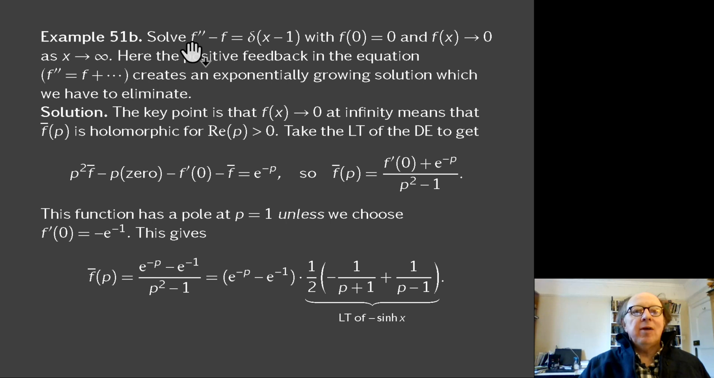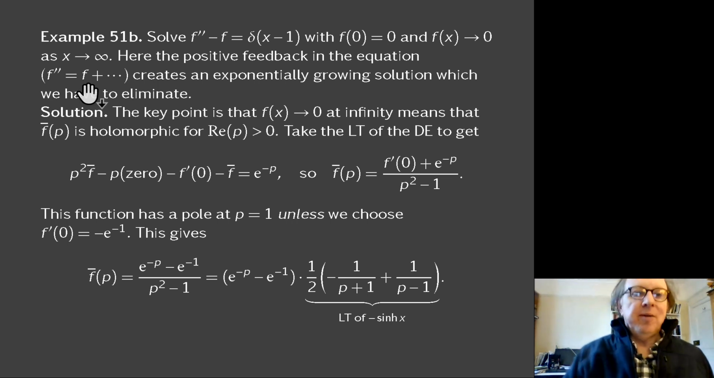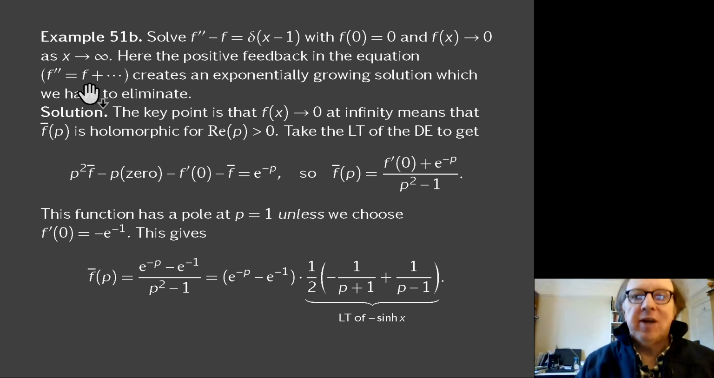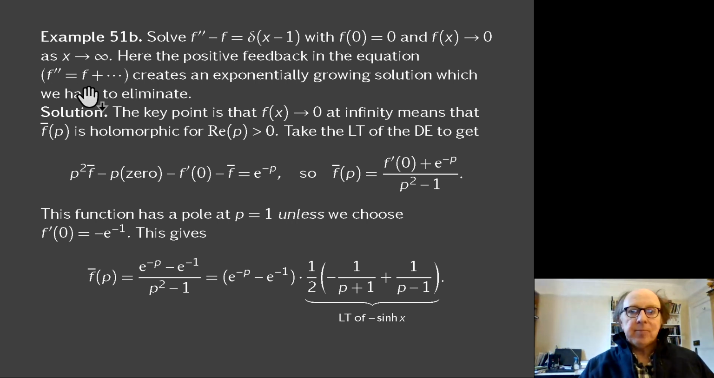Now, this equation has a bit of positive feedback built in, because if you forget about the right-hand side for a moment, if you just said f double primed minus f is 0, that's the same as f double primed equals f, and that says that the acceleration is proportional to the displacement with a positive constant of proportionality, not like simple harmonic motion where it's negative, and so the further away it is, the more it accelerates. So we have an exponentially growing solution and, of course, an exponentially decaying one as well. But because we want f to go to 0 at infinity, we have to get rid of the growing one.